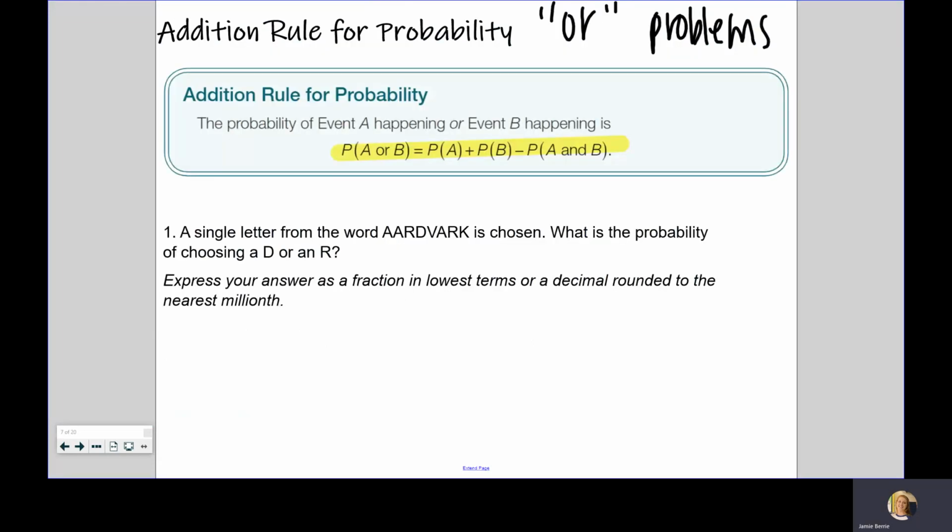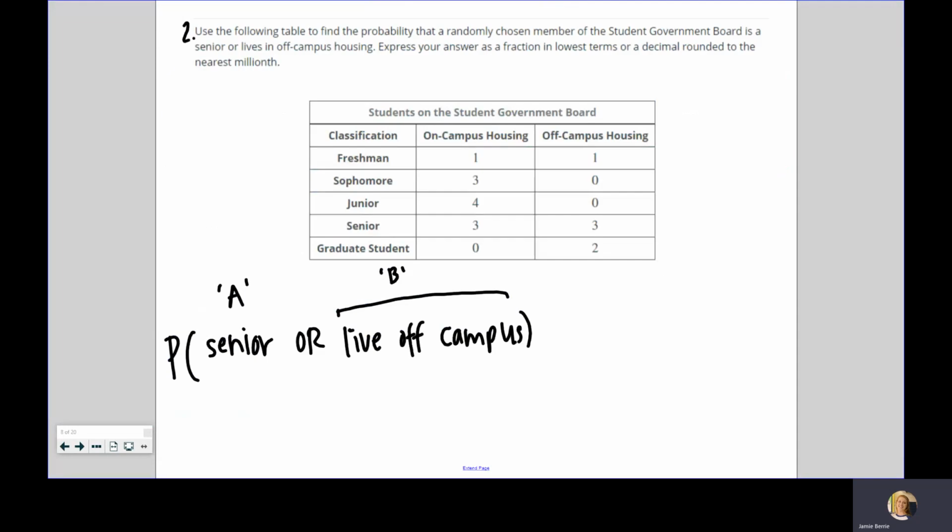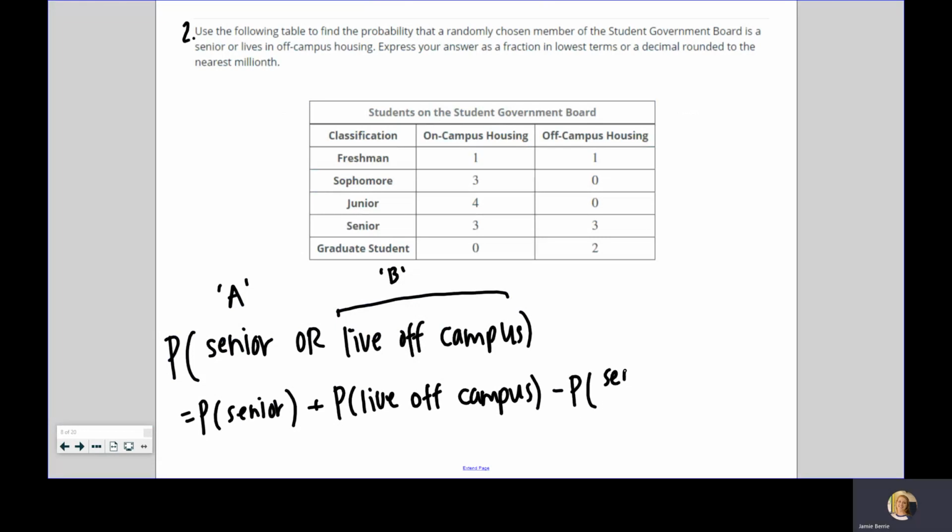All right, so using our addition rule from the last page, we have probability that a student is a senior or lives off campus is equal to probability that they are a senior plus the probability that they live off campus minus the probability that they're a senior and they live off campus, because we don't want to count those people twice.